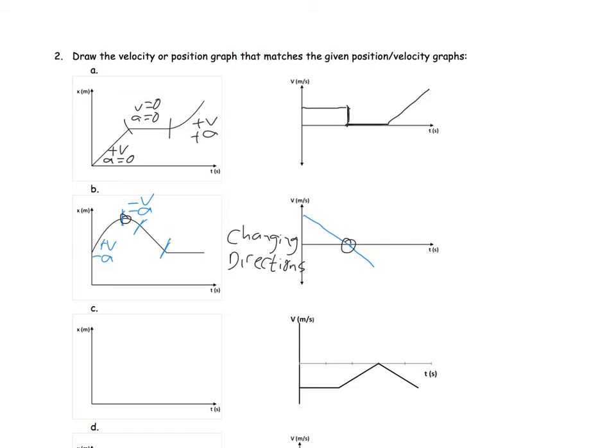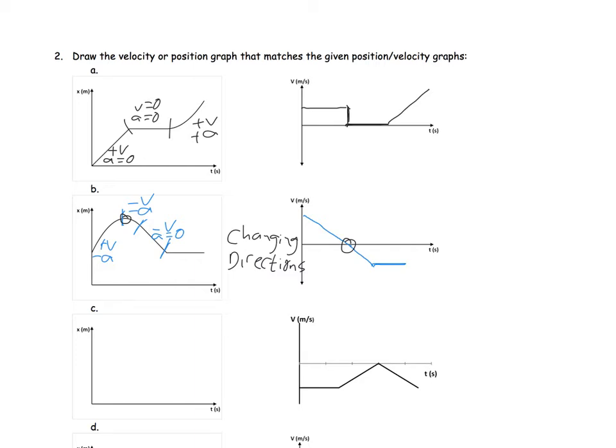Looking at the next portion of the graph, this line here, we still have a negative velocity, but now there's no curve, so that is showing 0 acceleration. On my velocity graph, we're down here in negative land, but it's just going to be a flat line. No slope, no acceleration.